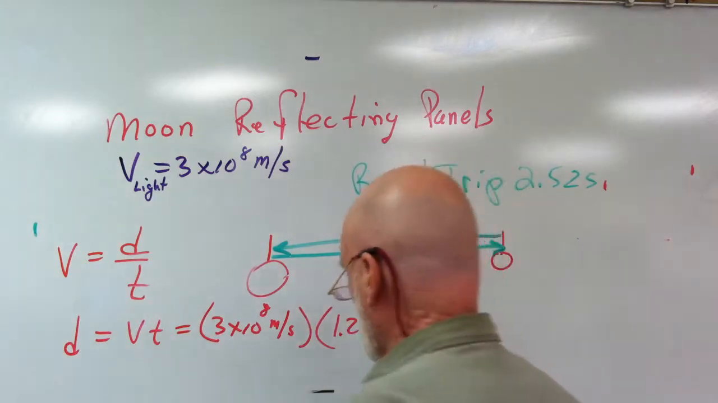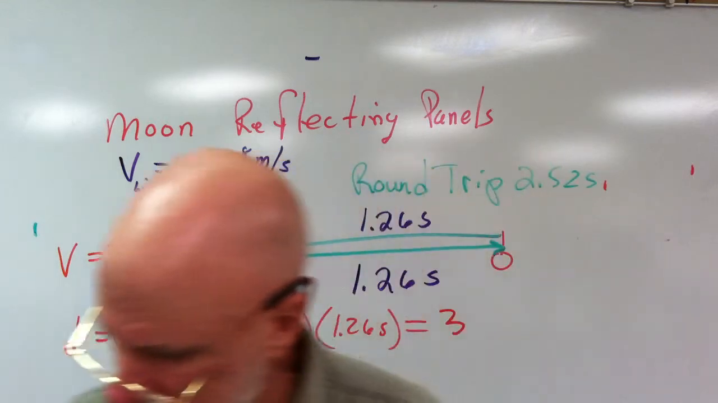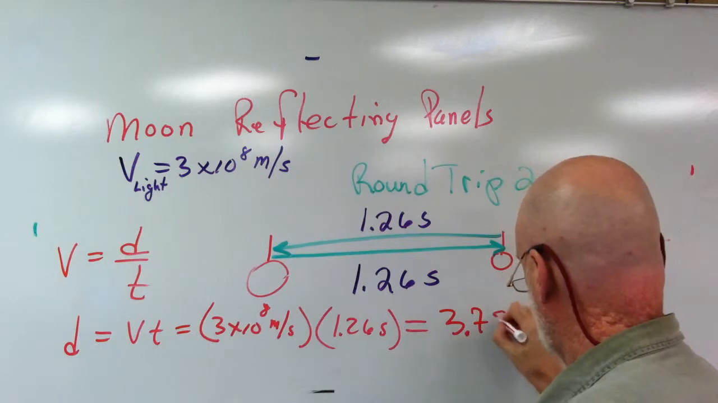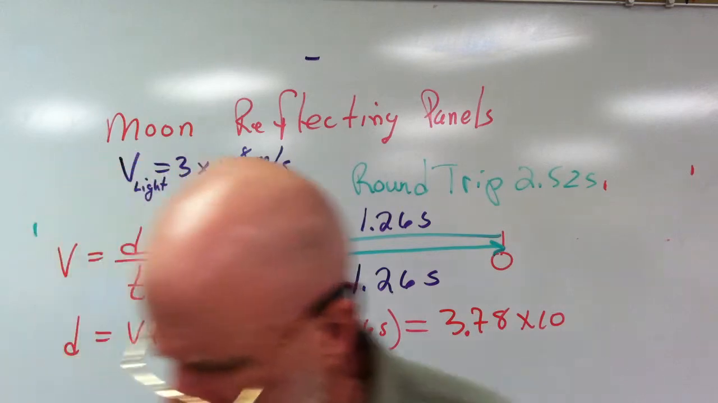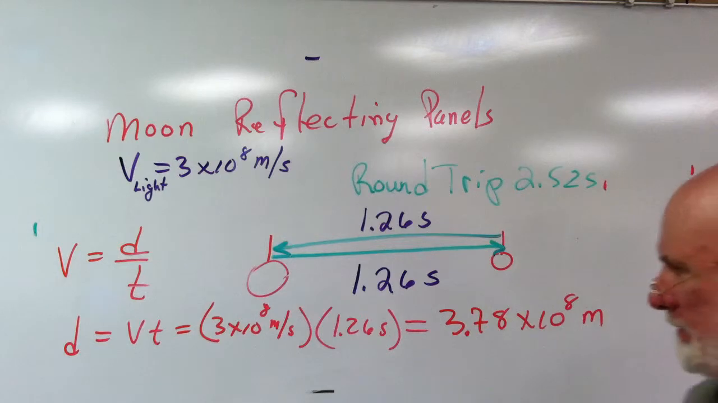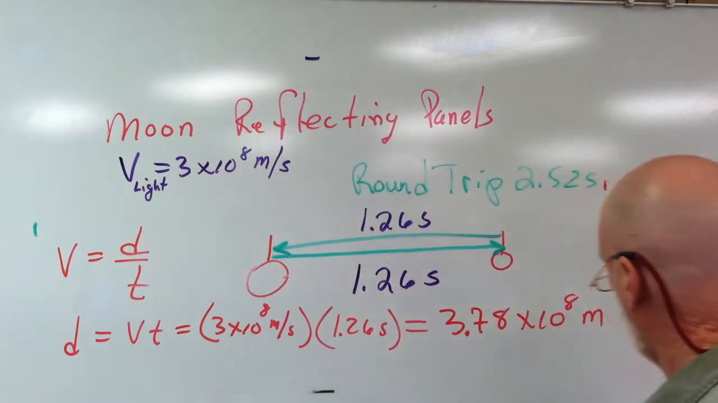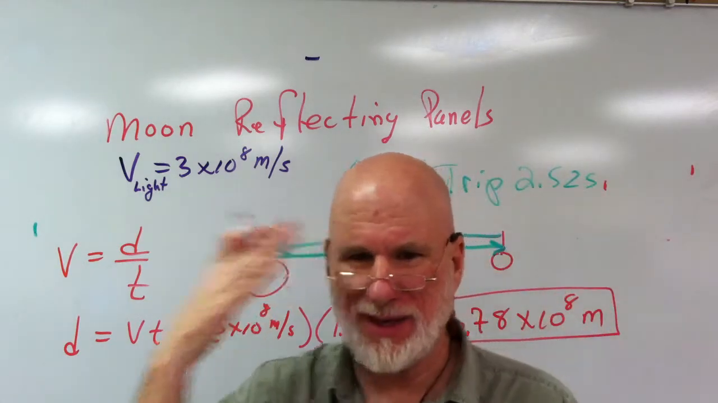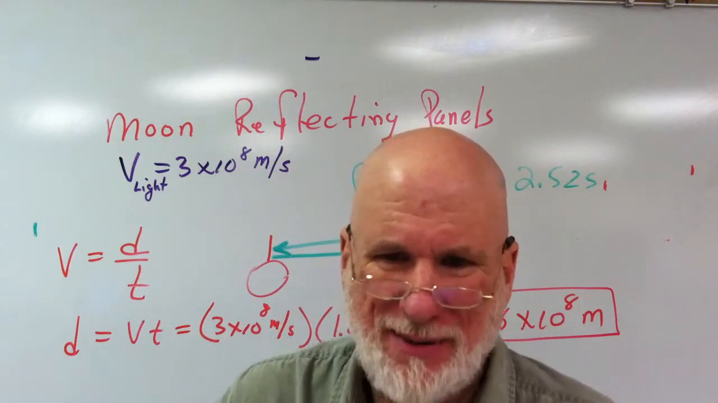Very good. All right, so the answer is 3.78 times 10 to the 8th meters. Right? Now, does that really mean a whole lot to you? I mean, it's just a big number, right?